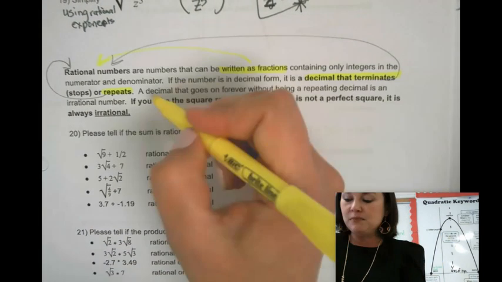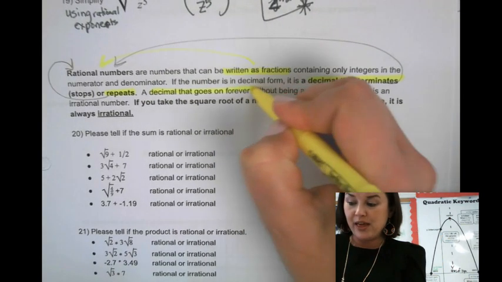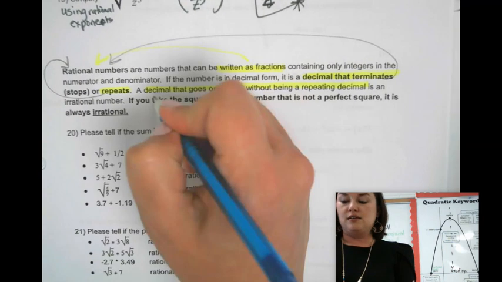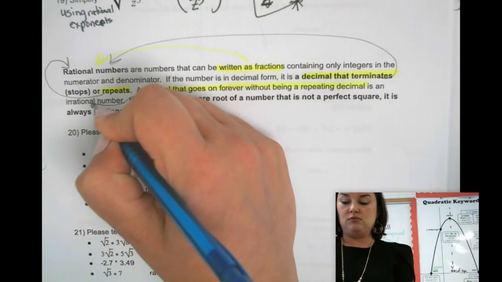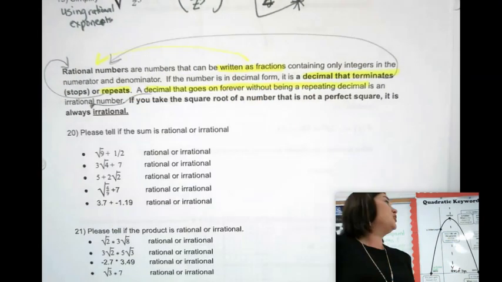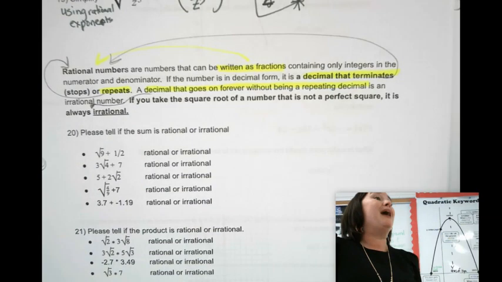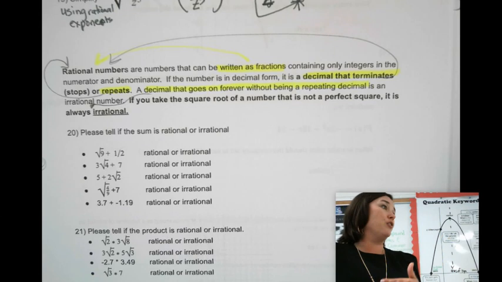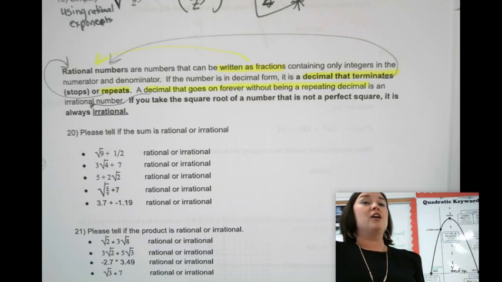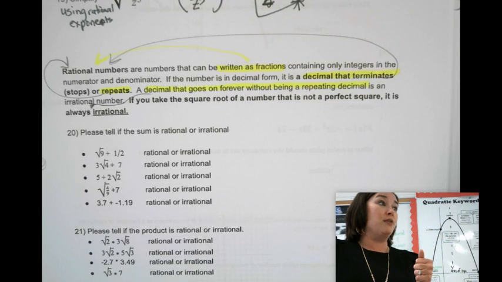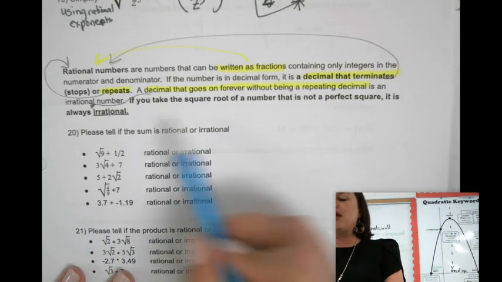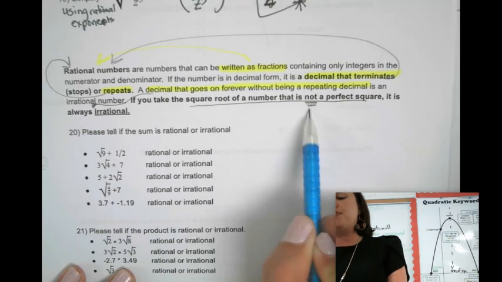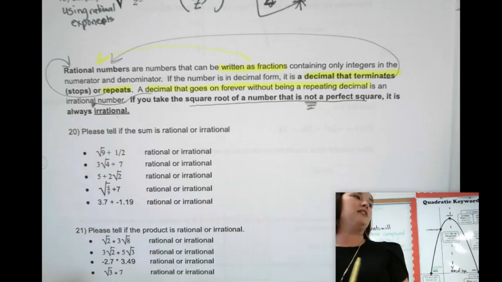But if the decimal goes on forever without being a repeating decimal, it is irrational. The first irrational number you're normally introduced to is pi. It's a number that goes on and on forever without repeating the same number over and over again. But now that you're in algebra, there's a new irrational number we're looking at. If you take the square root of a number that is not a perfect square, it is always irrational.